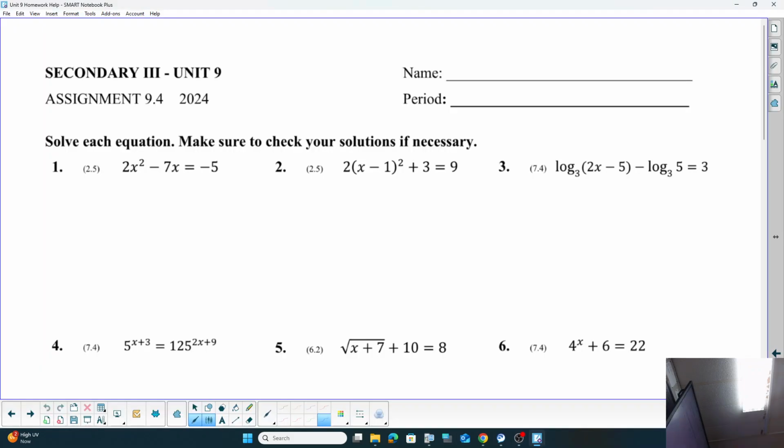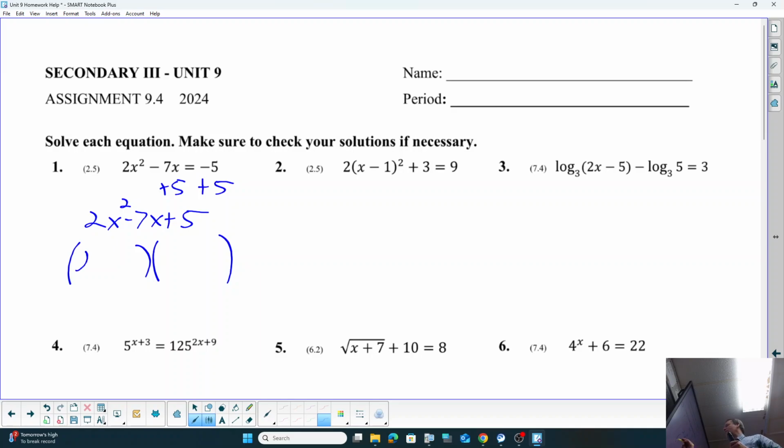Okay, let's see here. So we are helping you on 9.4. Pause me. Try it on your own and see how you did. So we're going to go ahead and get everything on the same side. Do you remember how to get everything on the same side and factor it? Come on, students. You got this.